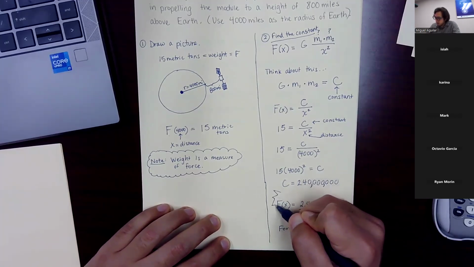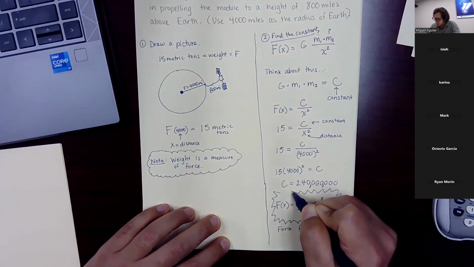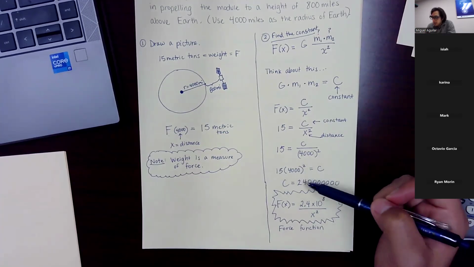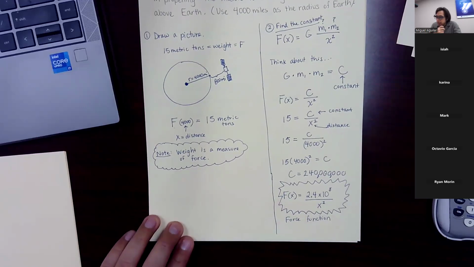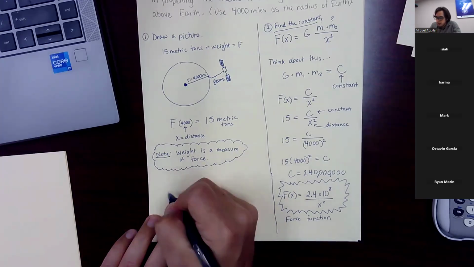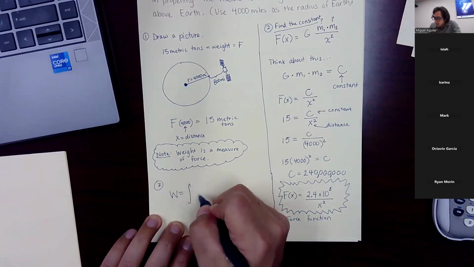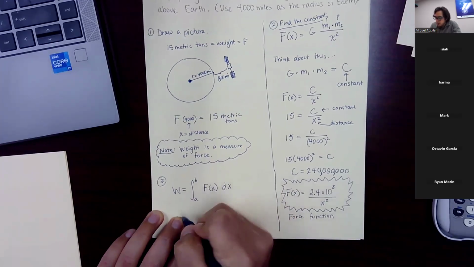Because this is the thing that we need to integrate now. Okay. So again, if you don't like the scientific notation, you can stick with this 24 and then 7 zeros. That's perfectly fine. But here is where Ryan in the chat is asking, like, what's going to happen with the 800 miles? To find work, we need to set up our integral of this function, right? Which is f of x dx. We need to figure out what a and b are.